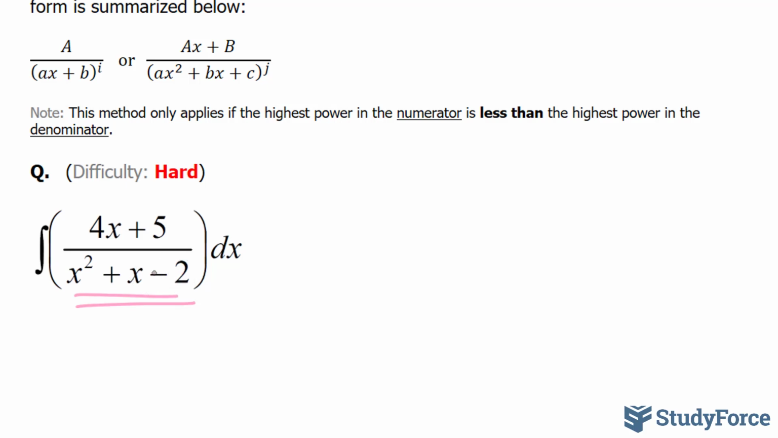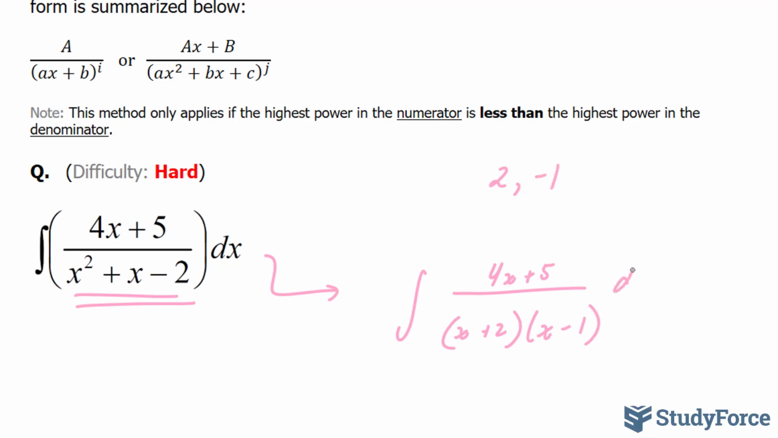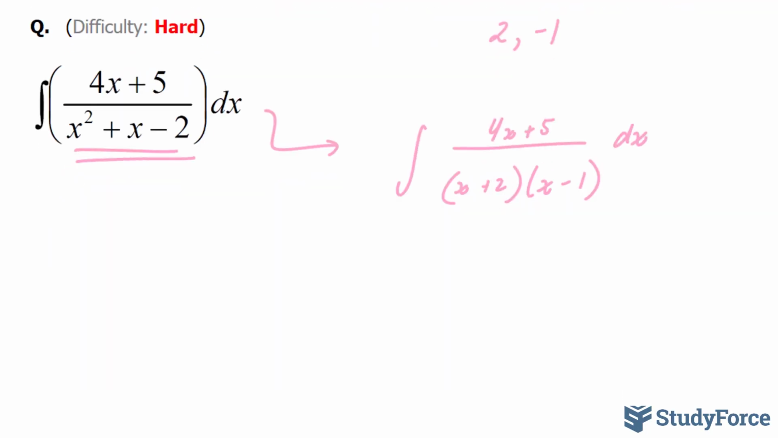What two numbers multiply to negative 2 and add to 1? Those numbers are 2 and negative 1. 2 times negative 1 is negative 2, and 2 plus negative 1 is positive 1. So let's rewrite this function in factored form. The integral of 4x plus 5 over x plus 2 and x minus 1 dx.